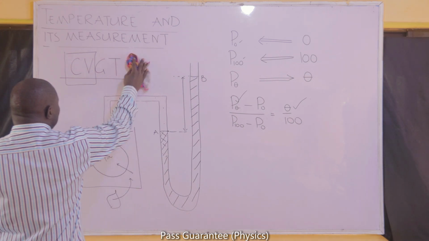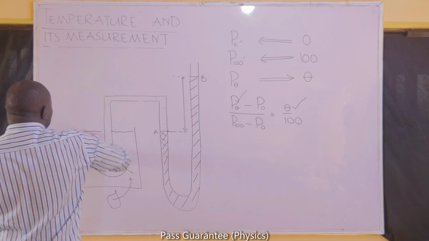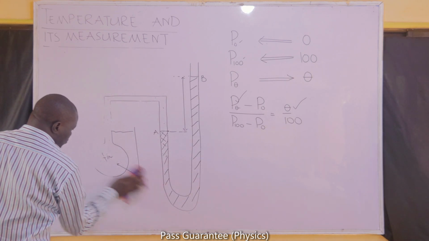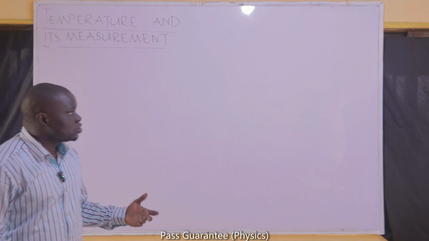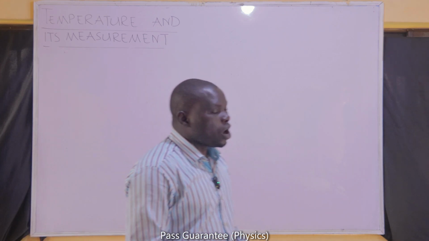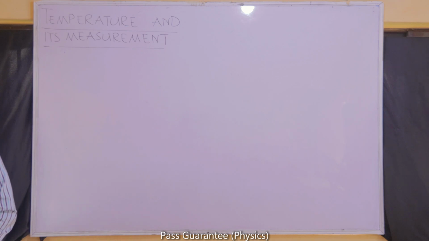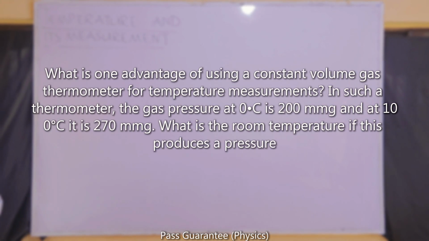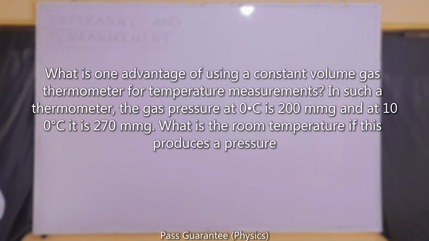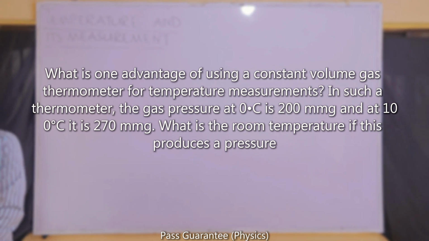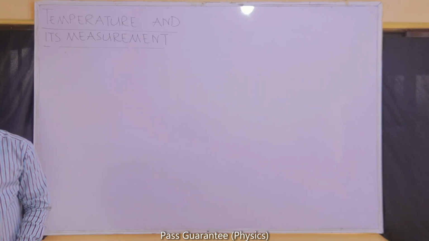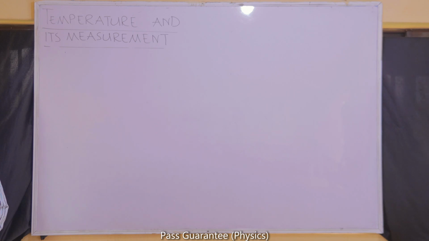Now, that is constant volume gas thermometer. Other types of thermometer include thermoelectric. So before we move into other types of thermometer, let's take a question on constant volume gas thermometer. This question goes thus: what is one advantage of using constant volume gas thermometer for temperature measurement? It gives an accurate measure of temperature, and that is just it.